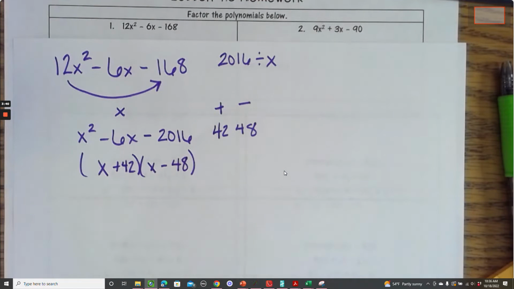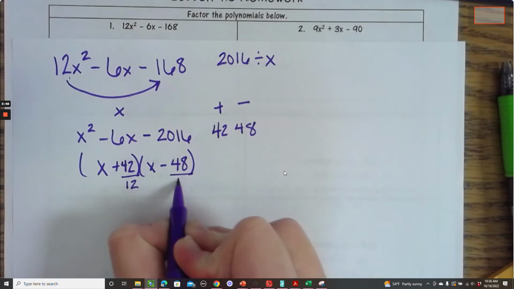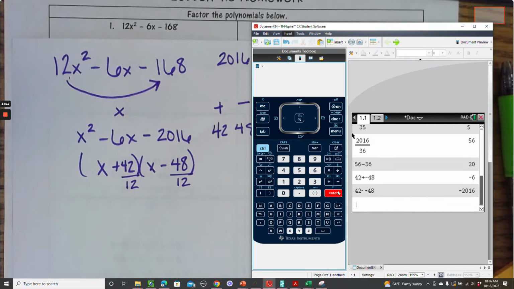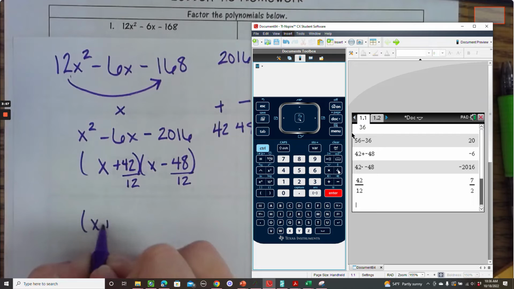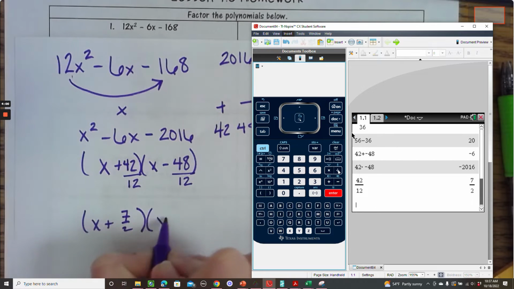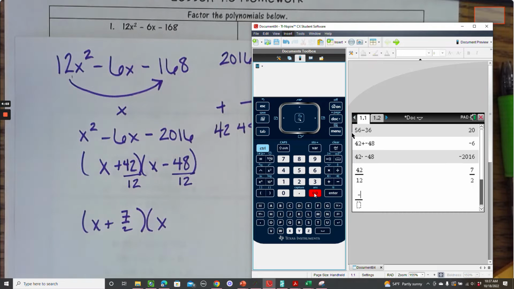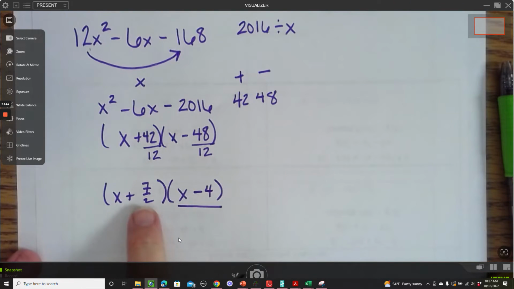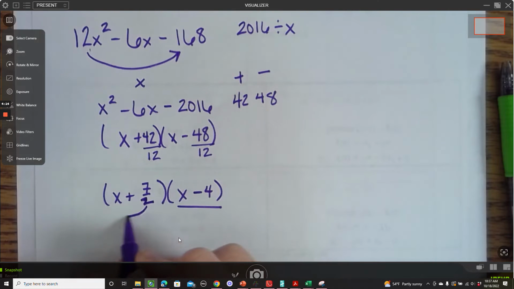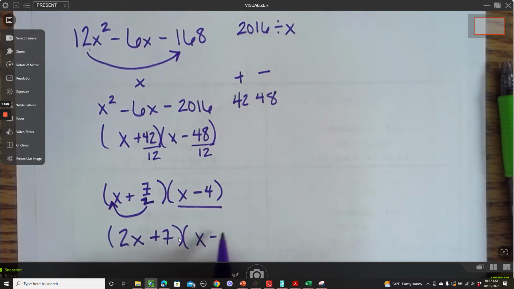Now I'm not done yet. I slipped, now I've got to slide. So slide that 12 back in there. I put the constants over 12 and then I simplify them. So 42 over 12 is 7 over 2, so here I've got x plus 7 over 2. And then negative 48 over 12 gives me a negative 4. So this one is good. But I don't want this fraction here, so the denominator slides back to the front: 2x plus 7, x minus 4.